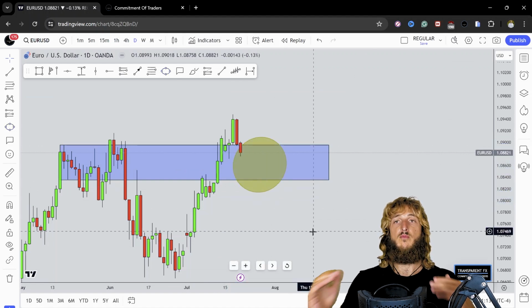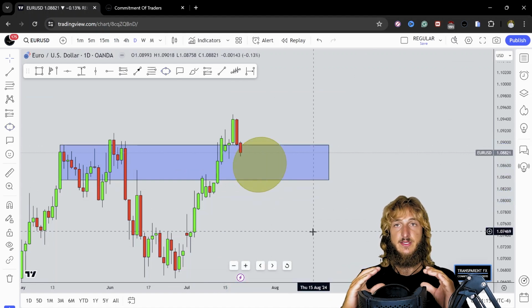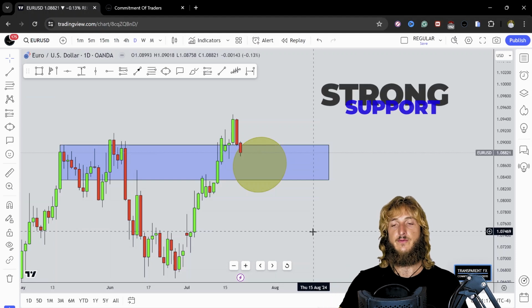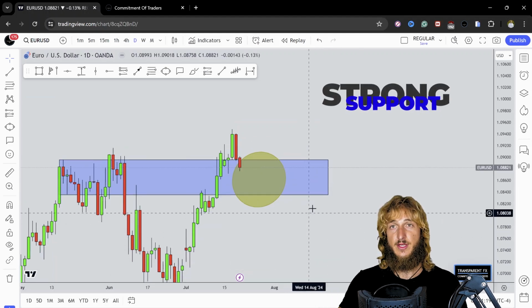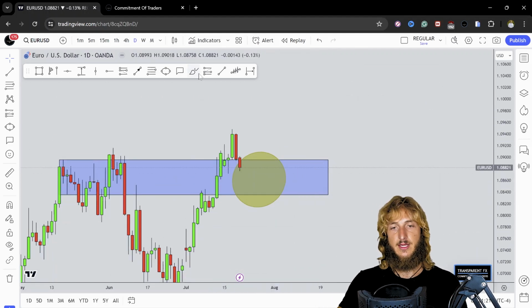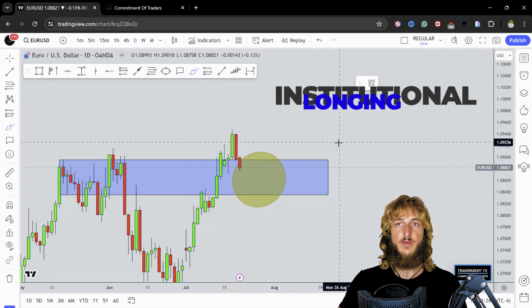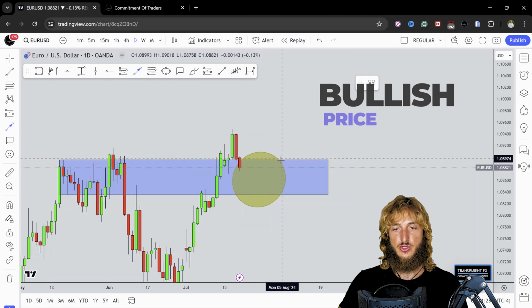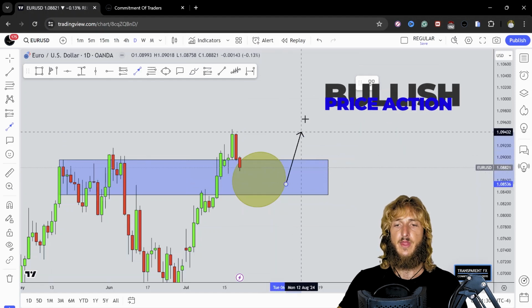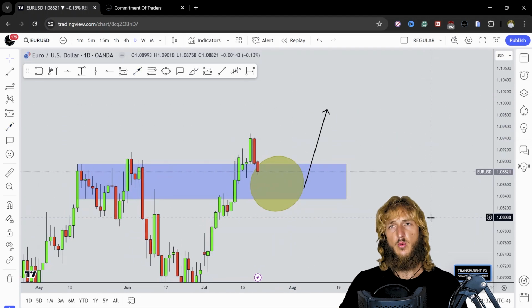Because if we have multiple layers of support lining up in the same area of price, that is a confluence of support zone, meaning that we have increased probability of getting institutional longing inside of that area. And if you have institutional longing, that increases the probability even more of having a potential rejection to the upside away from the zone. So in a situation like this, what would I expect?